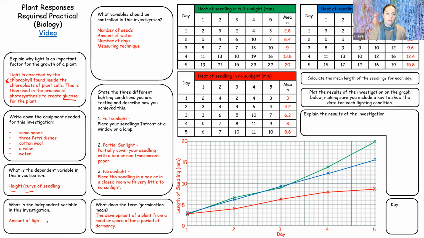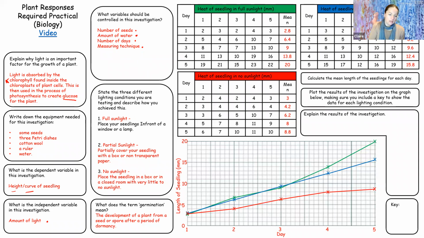What variables should be controlled? Always number of seeds, amount of water you put in the petri dish and the cotton wool, number of days you measure for, or when you measure, measuring technique. So same person again. It doesn't matter about the ruler, but make sure it's the same person, and know what angle to where the base of the plant or the stem is, and then the angle from that. So use a protractor.